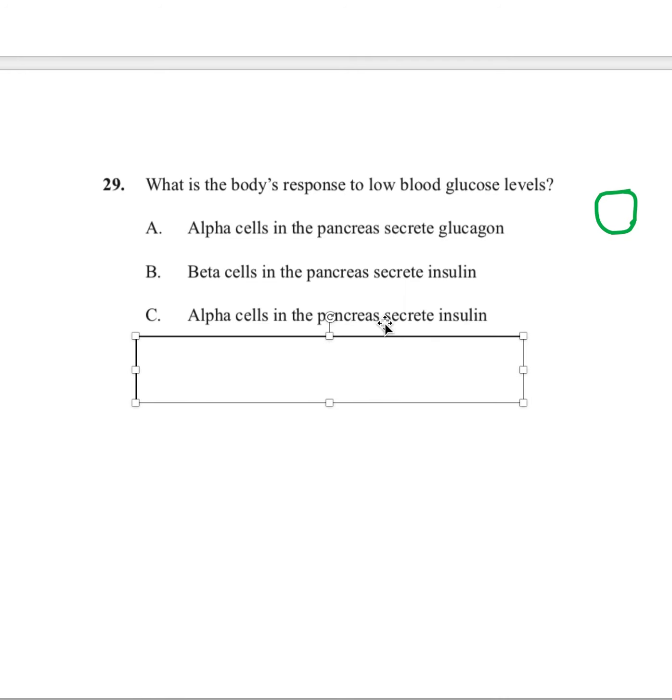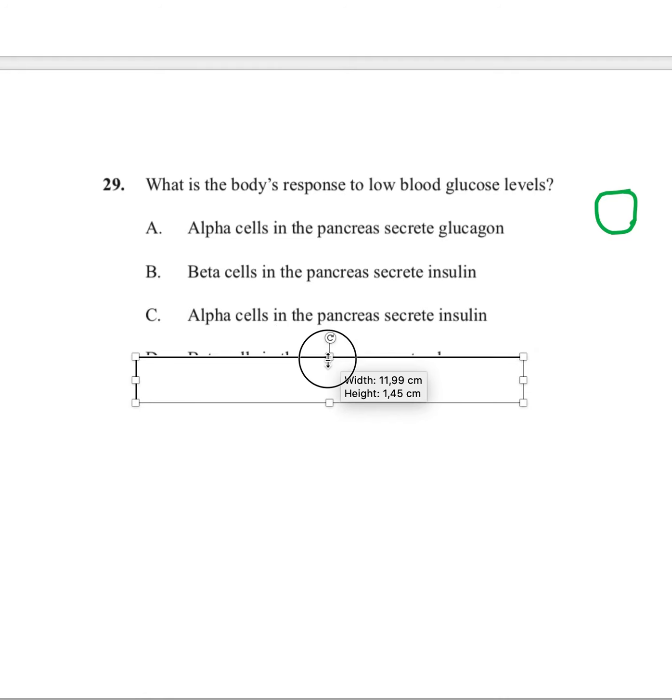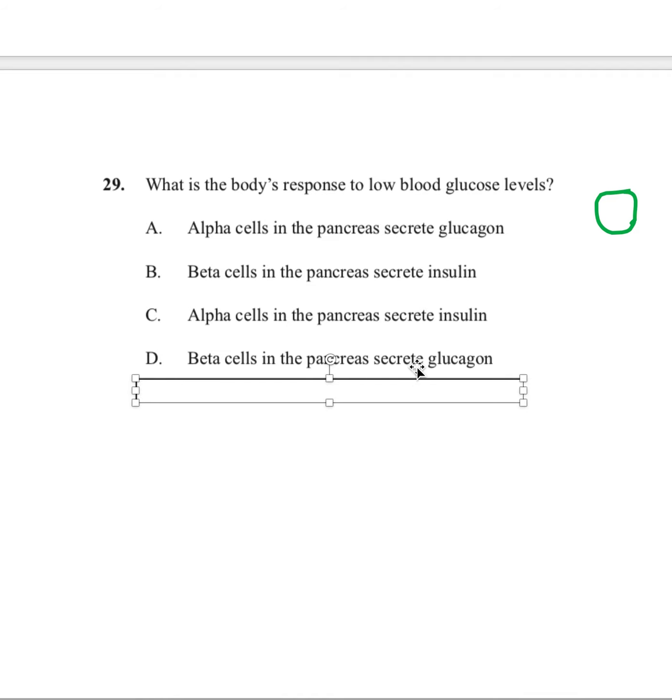So alpha cells in the pancreas secrete insulin. Yeah, we know, but insulin brings it down, and insulin is secreted by beta cells, so this is incorrect concept-wise. Beta cells in the pancreas secrete glucagon. This is incorrect concept-wise because alpha cells would secrete glucagon. So obviously, the answer here would be A.